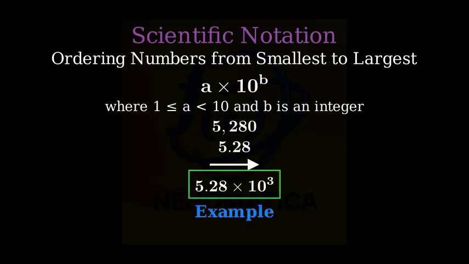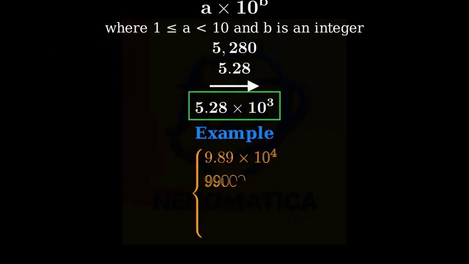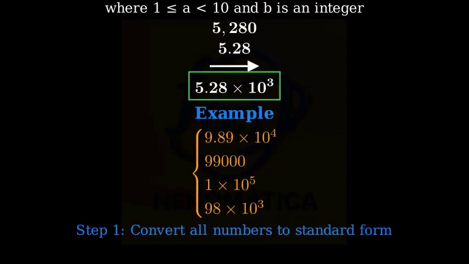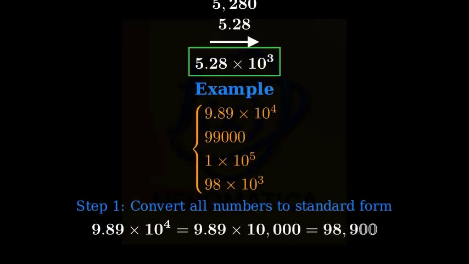Let's solve an exercise where we need to order numbers from smallest to largest. Here we have 4 numbers in different notations. 9.89 times 10 to the power of 4, 99,000, 1 times 10 to the power of 5, and 98 times 10 to the power of 3. To compare these numbers, we'll first convert them all to their standard form. Let's start with the first number, 9.89 times 10 to the power of 4. This means 9.89 times 10,000, which equals 98,900.